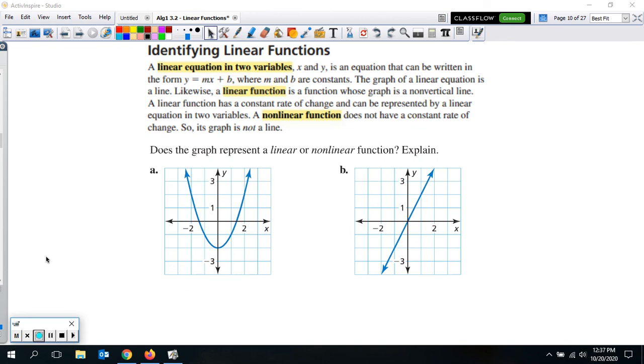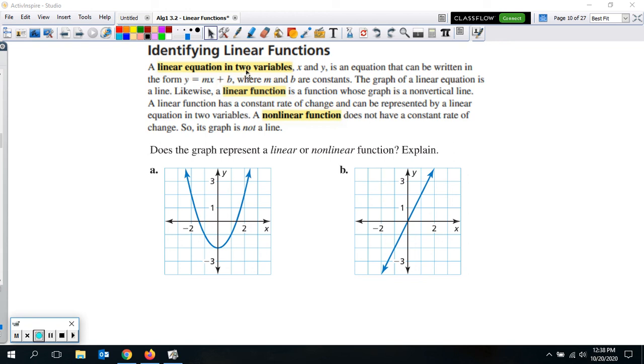Okay, so with linear functions, we're going to start with just identifying linear functions. To be able to identify them, they definitely have certain characteristics that we should be able to just look at and see that this is a linear function. So you have some vocabulary here highlighted for you. You want to make sure you write this down in your vocabulary section.